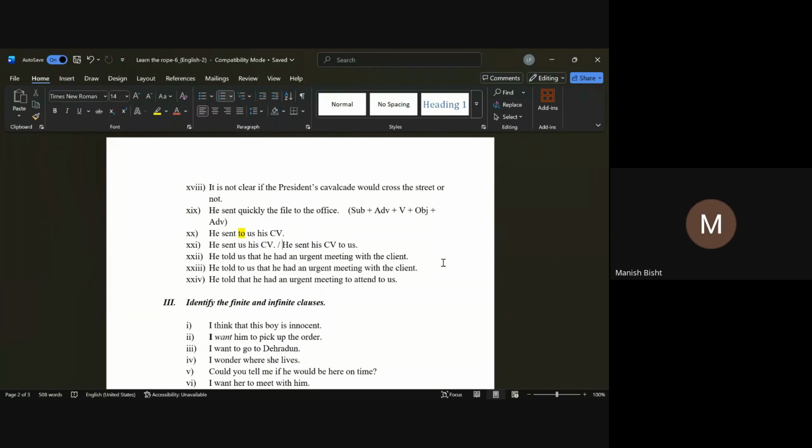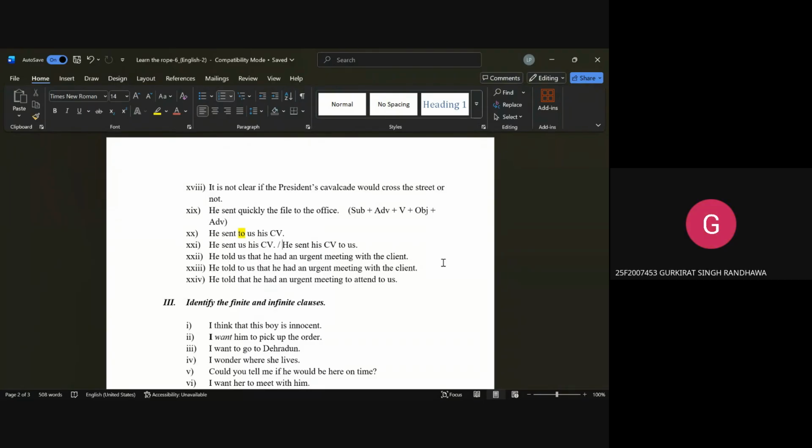To should not come between told and us. He told us that he had an urgent meeting with the client. The to should not come, of course. This makes it ungrammatical. Then, of course, the last one: he told that he had an urgent meeting to attend to us. This is okay? Say attend to us. To does not come after attend us. He told that he had an urgent meeting to attend to us.